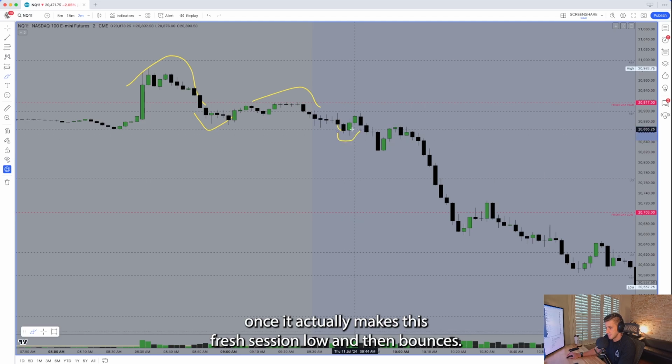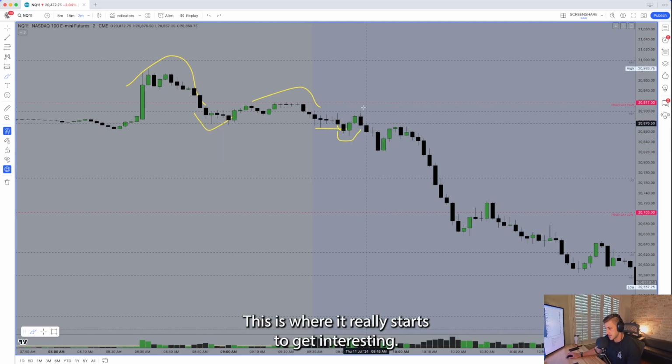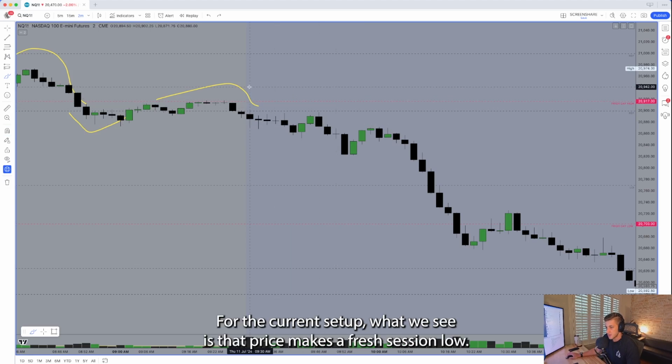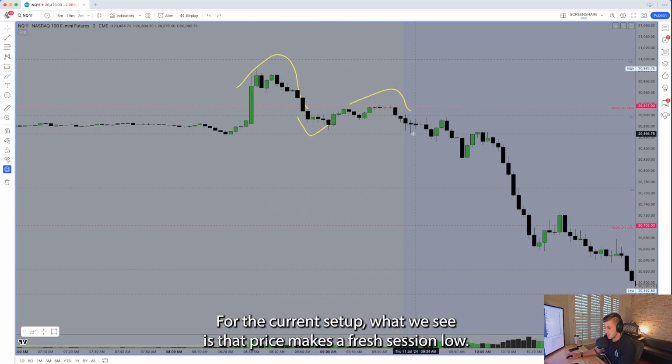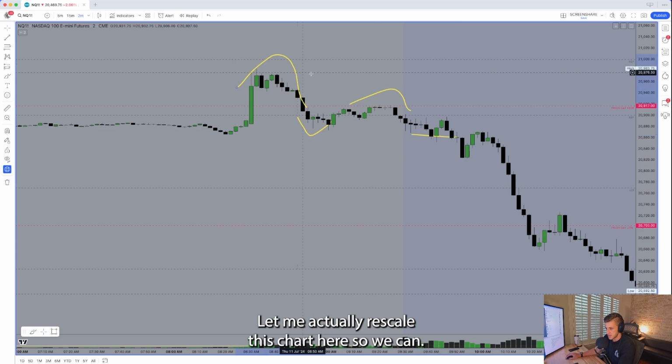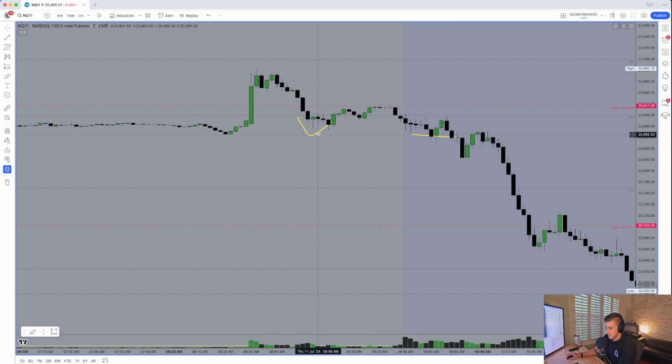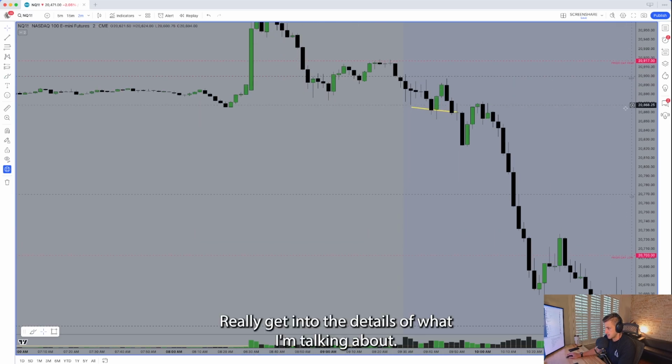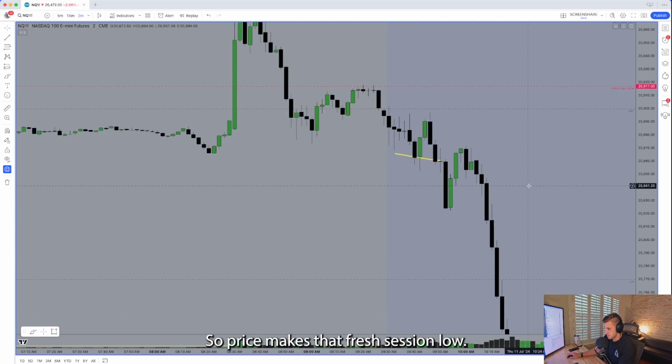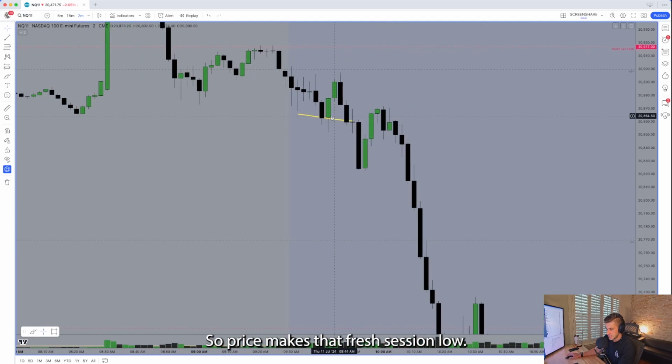Once it actually makes this fresh session low and then bounces, this is where it really starts to get interesting for the current setup. What we see is that price makes a fresh session low. Let me actually rescale this chart here so we can really get into the details of what I'm talking about. So price makes that fresh session low. You get the bounce. That's pretty normal.